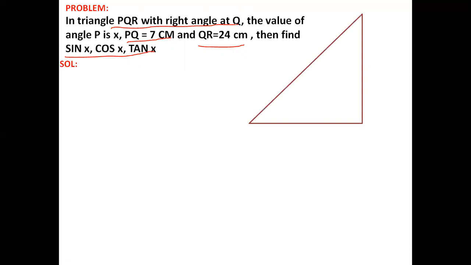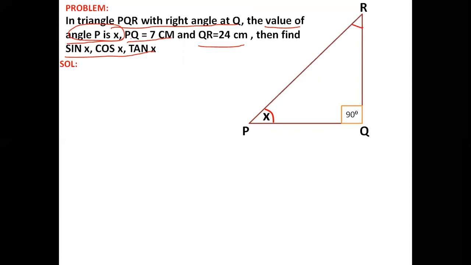You have to write right angle triangle. Here the right angle is at Q. Now the remaining two angles are P and R, so I am taking P here and R here. Given that the value of angle P is x. So in the figure, angle P is equal to x.